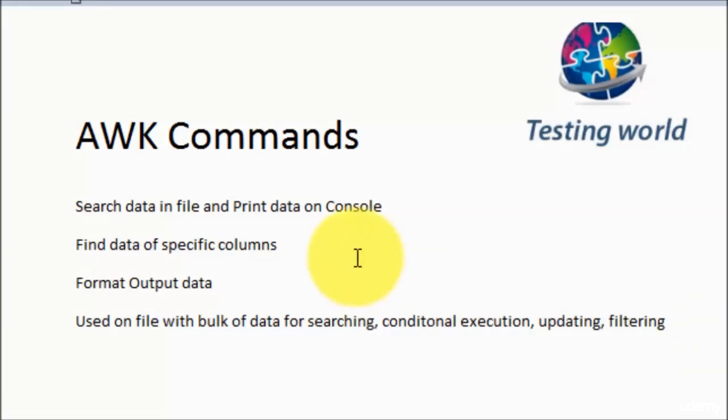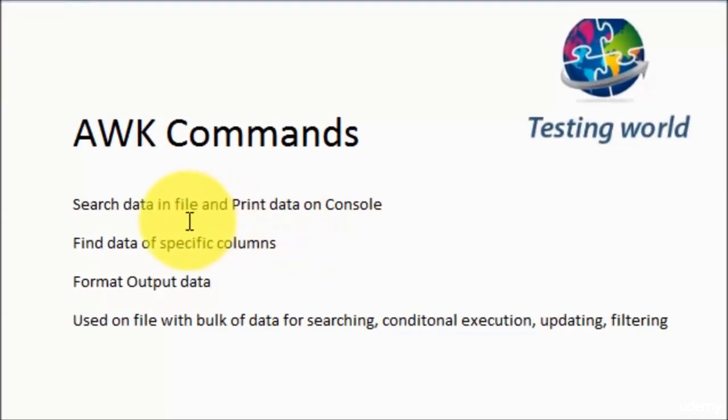In this session, we are going to understand AWK commands. So AWK commands are mainly used for searching data in a file and printing data on the console. We can also use it for printing specific columns. So specific columns means if I have a file with multiple columns and multiple rows and I want to print only specific columns, we can do it by using AWK commands.